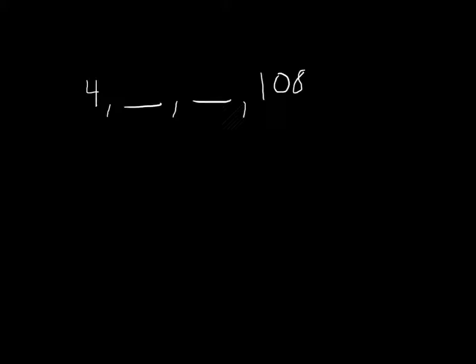So we know that to get to the next term, we're just going to multiply by a common ratio. Again, we'd multiply by another common ratio to get to the second blank. And from there, we'd multiply by one more common ratio to get to the 108. So I need to set up an equation.